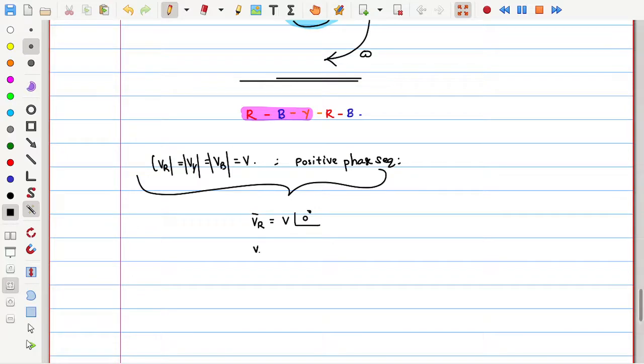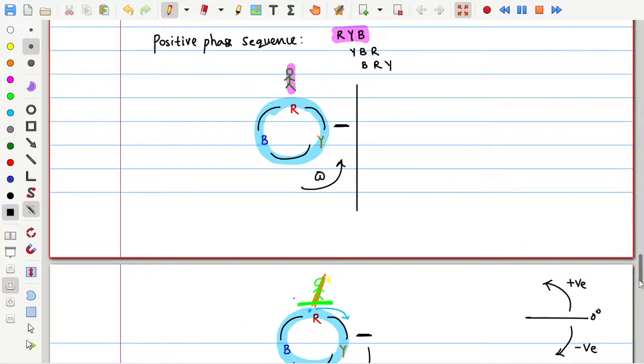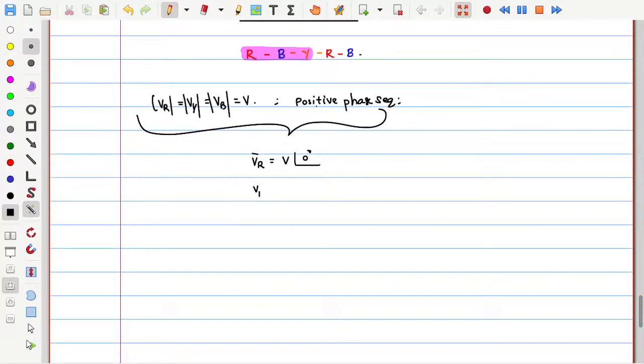The next person who is coming in the positive phase sequence, who is it? Y. RYB is positive, you should understand that. So the next is the Y phase whose magnitude is also same, but how much is his angle? Minus 120. Next is B whose magnitude is also same, so minus 240. This is the positive sequence voltages for a balanced system. See, voltage magnitudes are same, that's why I am calling it a balanced system.